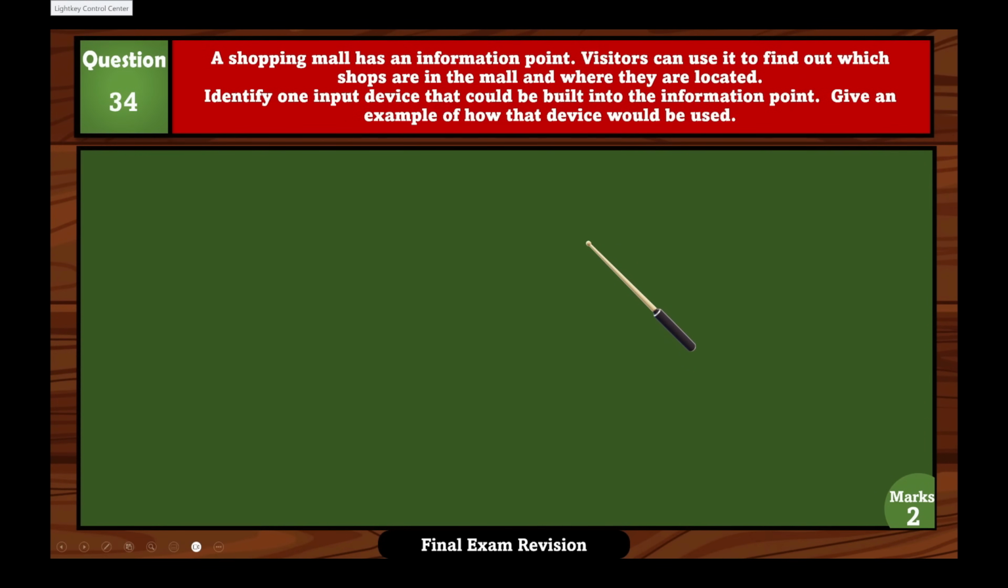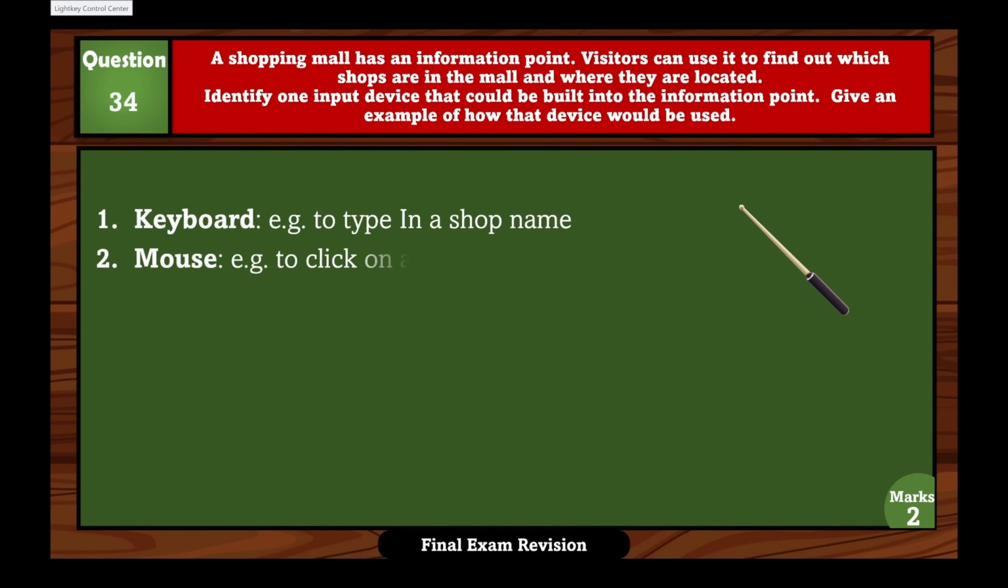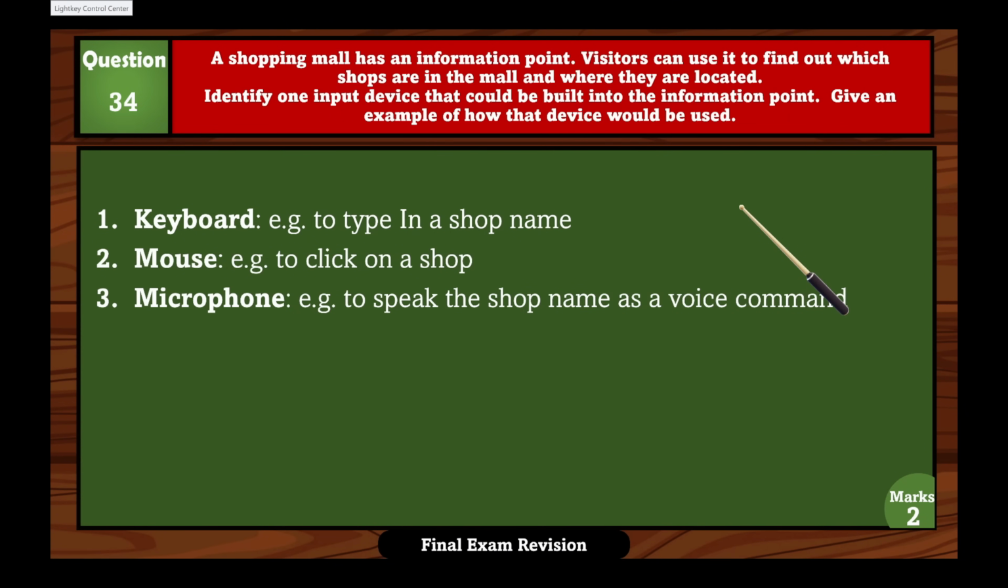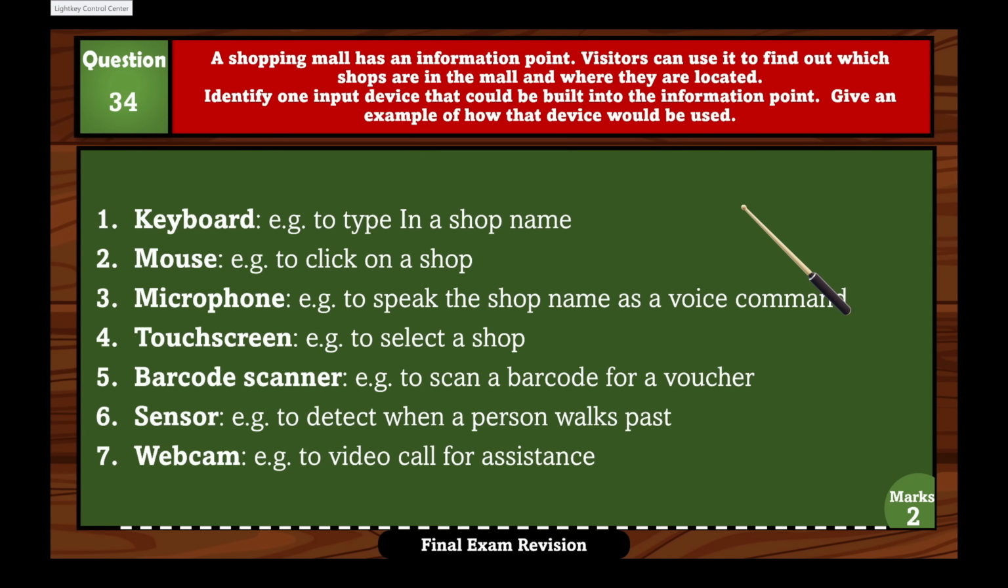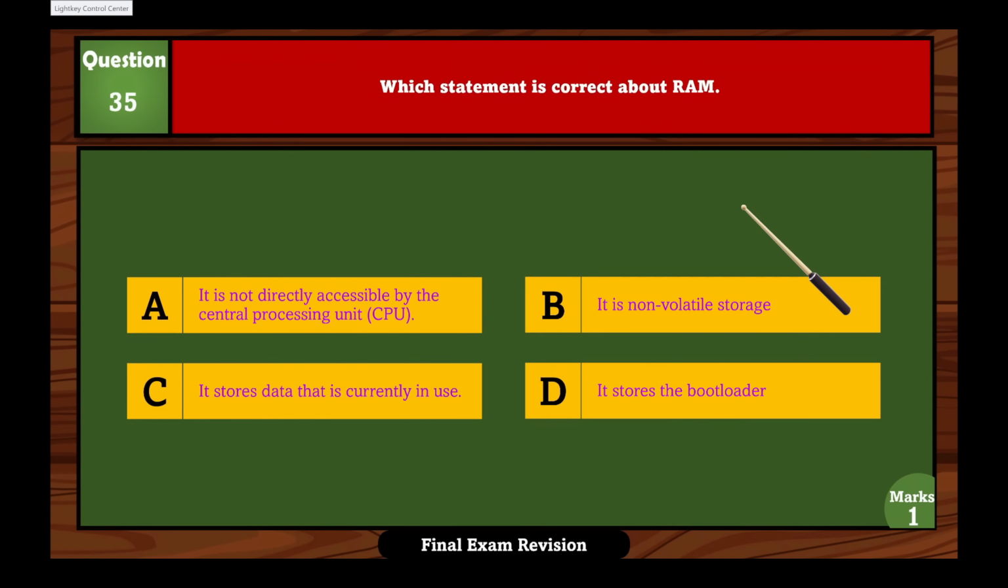Question number 34. A shopping mall has an information point. Visitors can use it to find out which shops are in the mall and where they are located. Identify one input device that could be built into the information point. Give an example of how that device would be used. Okay, so for example, keyboard to type in the shop name, a mouse to click on a shop, a microphone to speak the shop name as a voice command, touch screen to select a shop, barcode scanner to scan barcodes for vouchers, a sensor to detect when a person walks past, and webcam, for example, to make a video call for assistance.